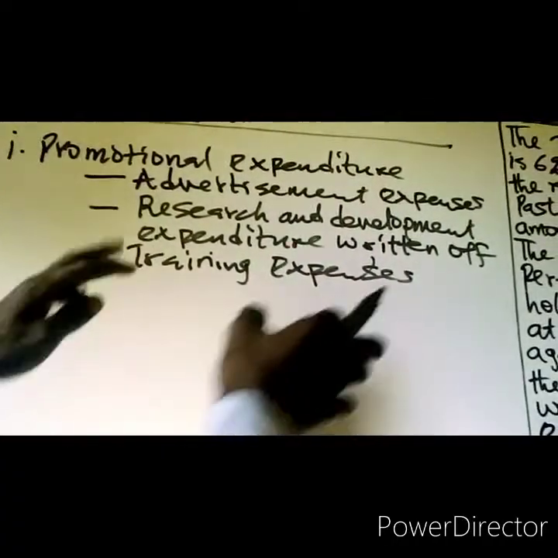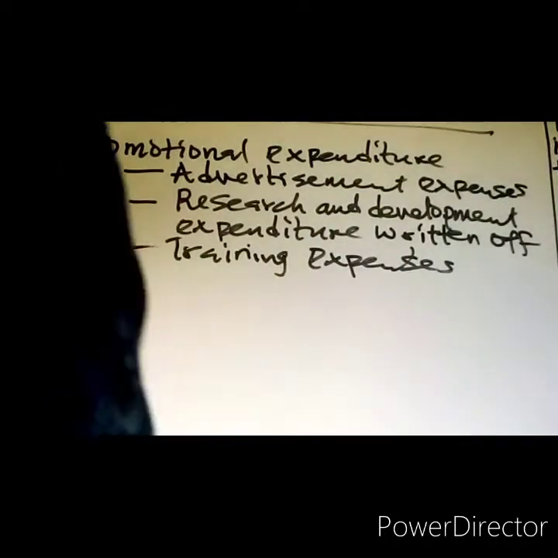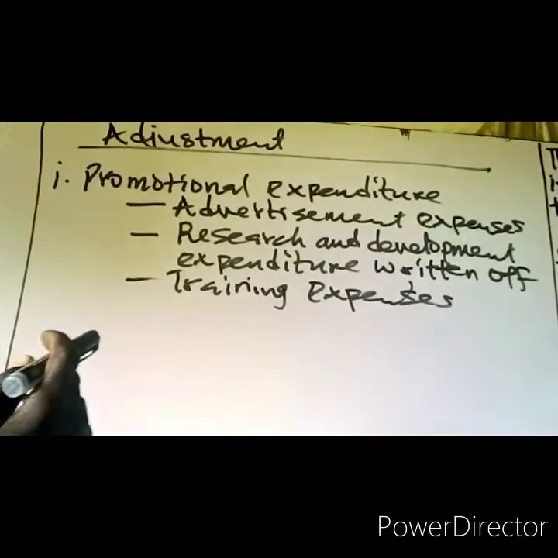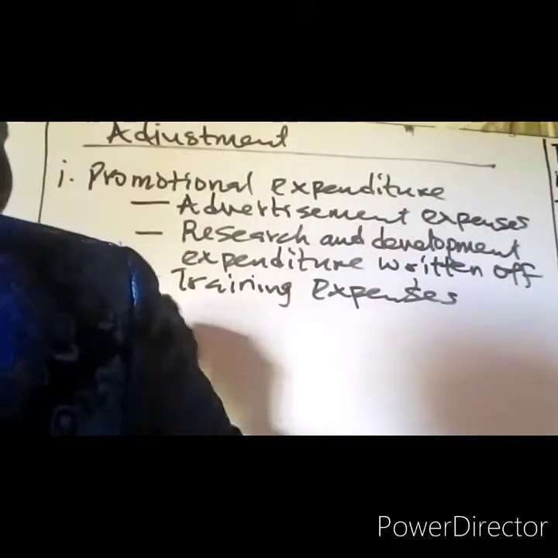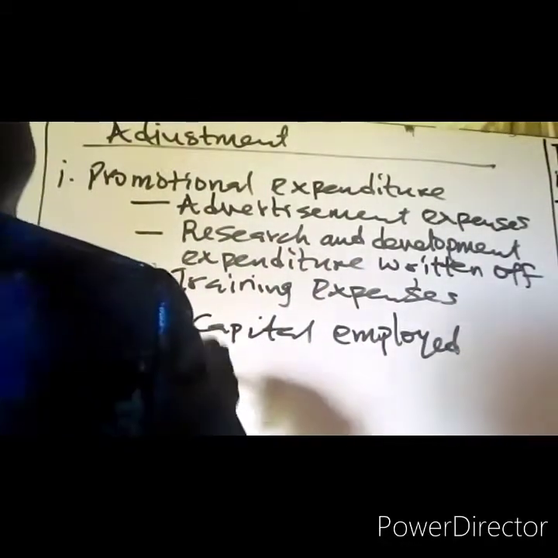All those expenditures that have been charged as expenses in the statement of profit or loss, those items that have been written off in accordance with IAS 38, should be capitalized. By capitalizing them, it means they should be recorded as an asset. That is, you add them to capital employed. Then at the same time, you also add them to NOPAT.